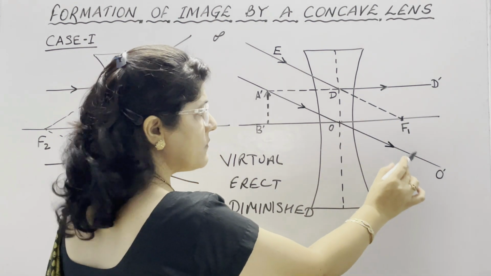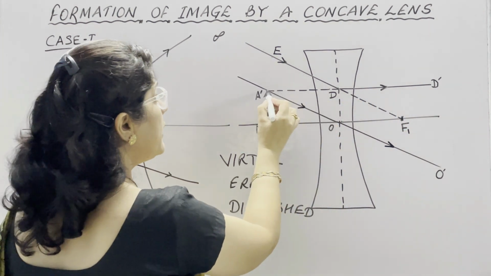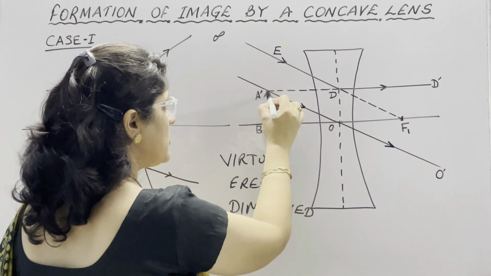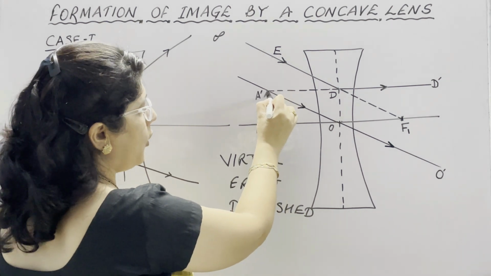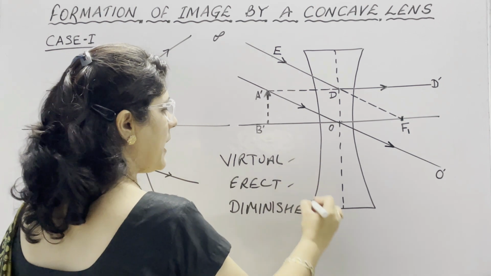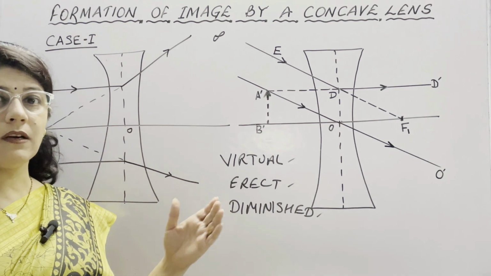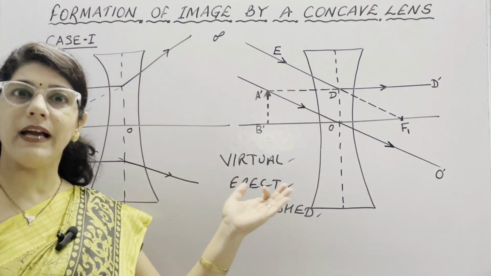So these two rays will not meet, but when we produce this ray backward, they will appear to meet at this point A dash, and this is the virtual image of the object as A dash and B dash. So this is the virtual, erect and diminished image formed by a concave lens. In this manner, concave lens is used in Galilean telescope.